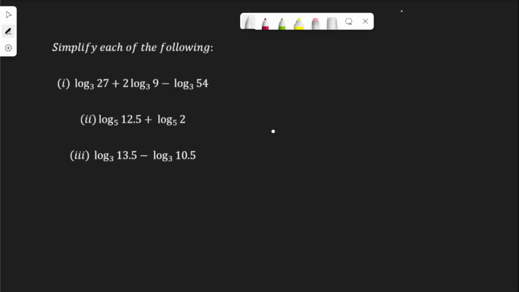Hello, in this video we'll learn how to simplify logarithms like this. The first one says log 27 to base 3 plus 2 log 9 to base 3 minus log 54 to base 3. So how can we simplify this logarithm? Let's get into it.